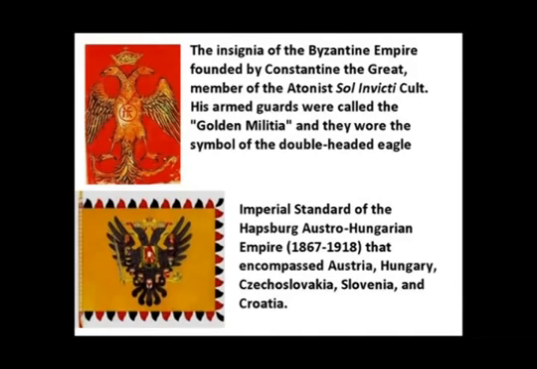Here we see on the bottom part of this picture the imperial standard of the Habsburgian Austro-Hungarian Empire that encompassed Austria, Hungary, Czechoslovakia, Slovenia, and Croatia. The double-headed eagle. It's the standard of the royals, the elites.